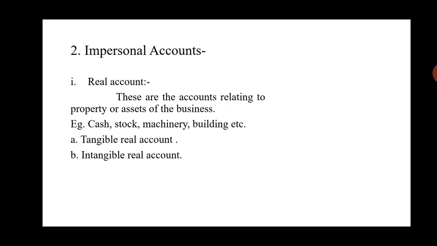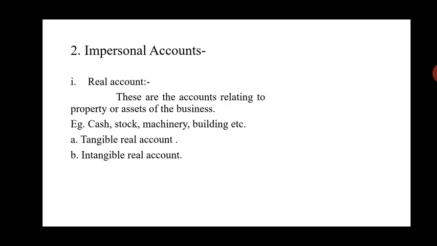The first one is the real account. Now see what we mean by real account. These are the accounts relating to property or assets of the business. Whatever the property of the business as well as the assets of the business will come under which account? The real account. For example, cash is an asset, stock is an asset, machinery is also an asset, and the building is also an asset. So it will come under the real account.